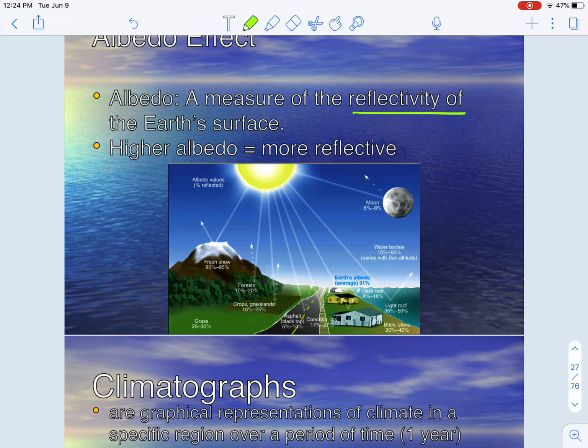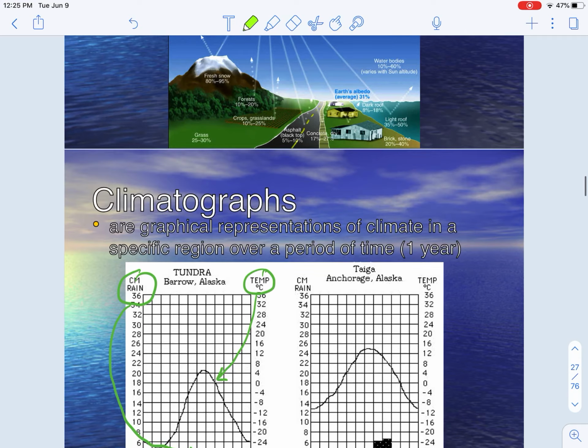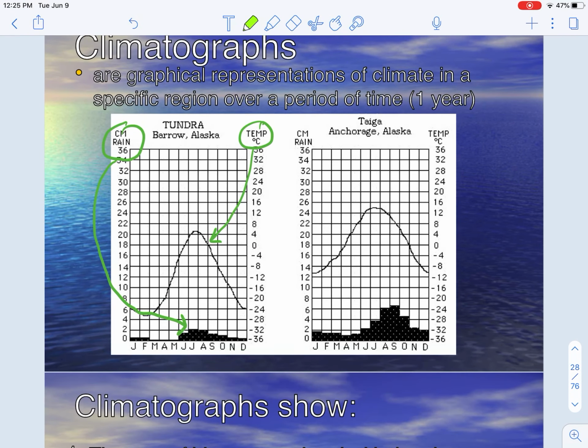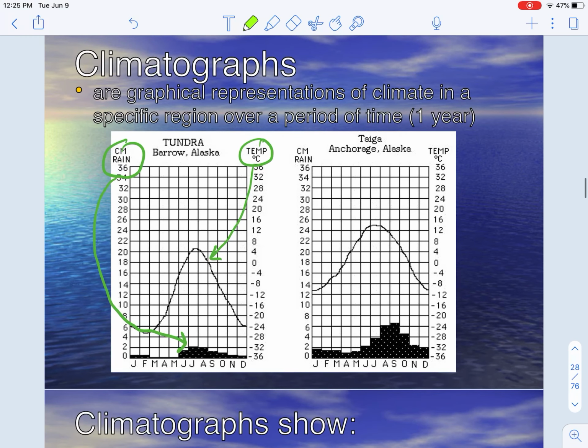Okay, albedo is how much reflectivity happens on a surface. So a high albedo would be like shiny ice, for example, or snow-covered areas, and low albedo, or low reflecting, would be like dark earth or forested areas, because they would actually absorb the sun's rays.